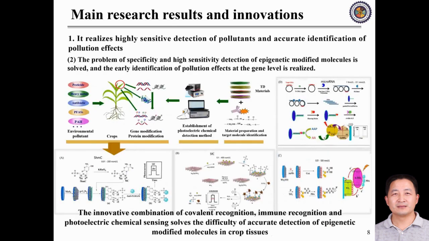Second, we have solved the challenges of specific and highly sensitive detection of epigenetic modification molecules, including 5-mC, 5-hmC, and microRNAs, and realized the early identification of contamination effects at the gene level. The innovation combines covalent recognition, immune recognition, and photoelectrochemical sensing, solving the difficulty of carrier detection of epigenetic modified molecules in contaminated tissues.